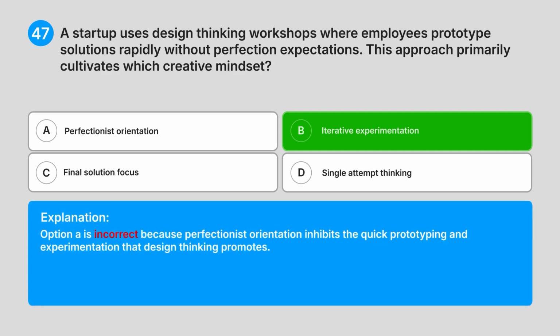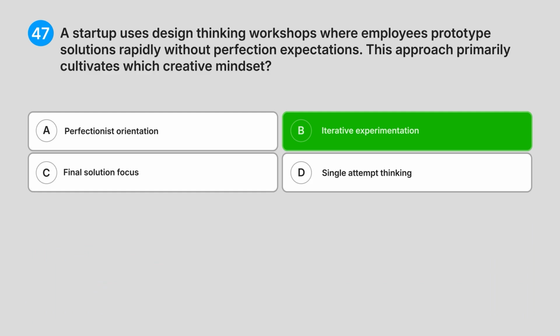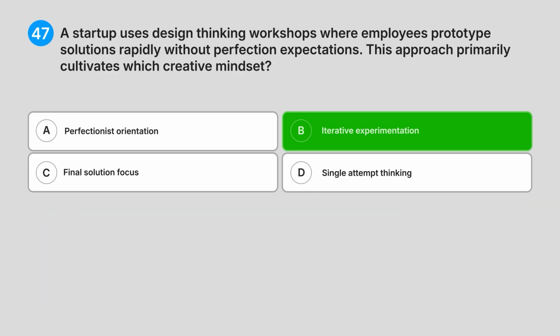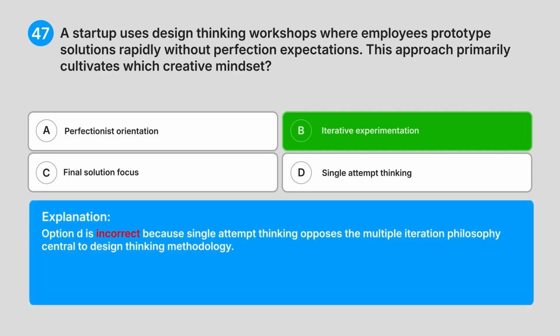Option A is incorrect because perfectionist orientation inhibits the quick prototyping and experimentation that design thinking promotes. Option C is incorrect because final solution focus contradicts the iterative nature of design thinking's prototype and refine approach. Option D is incorrect because single attempt thinking opposes the multiple iteration philosophy central to design thinking methodology.